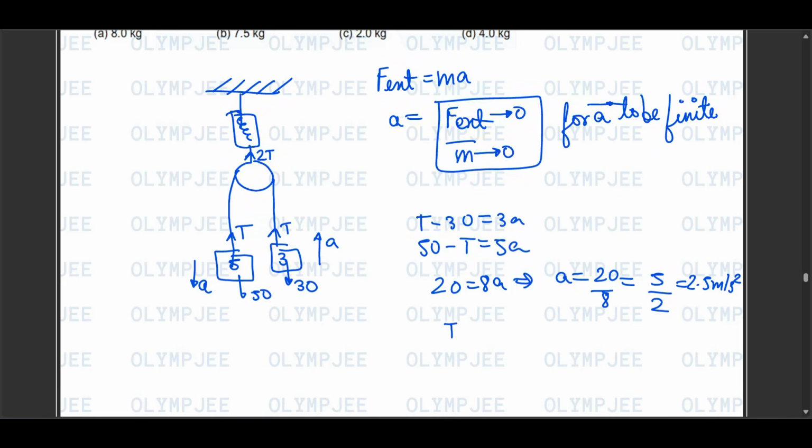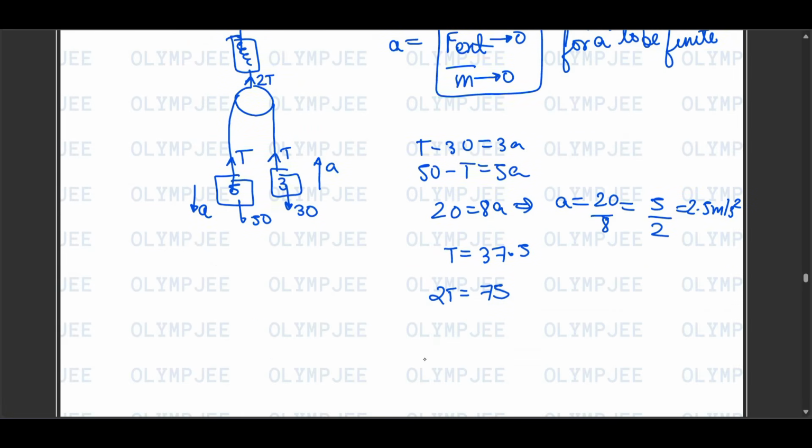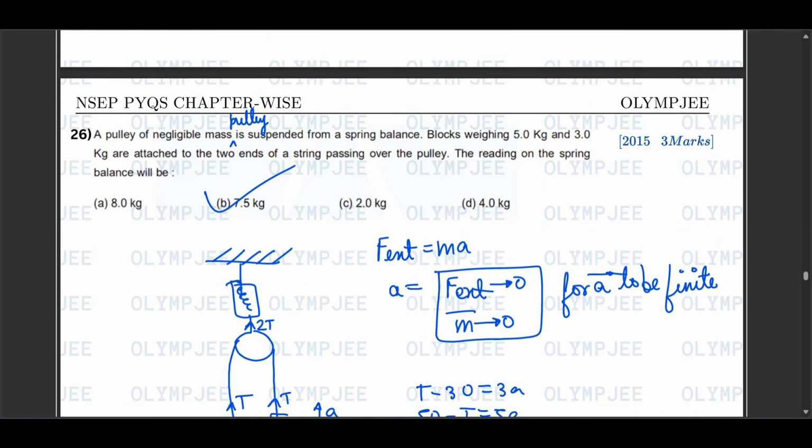So if we put 2.5 here, we'll get 37.5, so tension will be 37.5. So 2 times this tension will be 37.5 multiplied by 2, which is equal to 75. So the reading will show 2T by g, since 2T will be the equivalent mass of this now. So 2T by g will give us the mass, which is 7.5 approximately. So the answer will be 7.5.